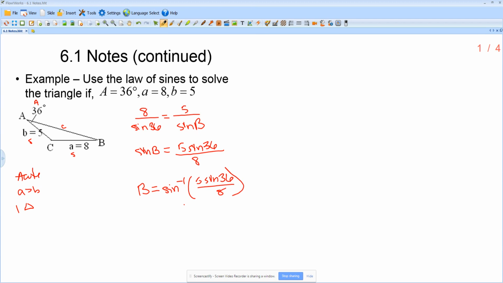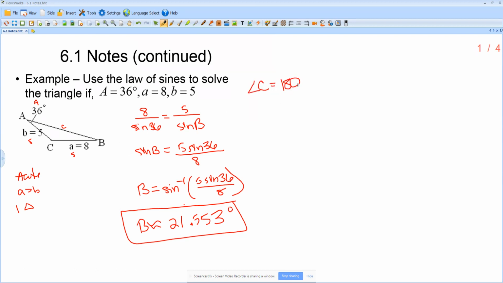And that gives me B as approximately 21.553 degrees. Once I know angle B, I can find angle C by doing 180 minus angle A, which is 36, minus angle B, which is 21.553. I get angle C as being approximately 122.447 degrees.